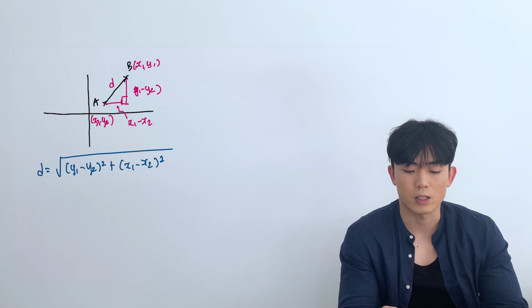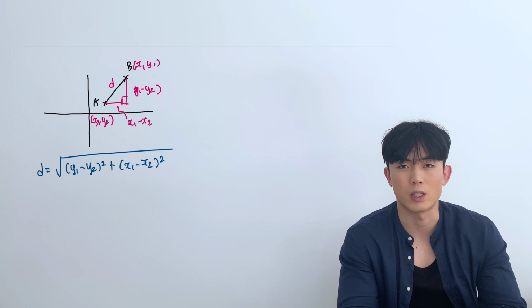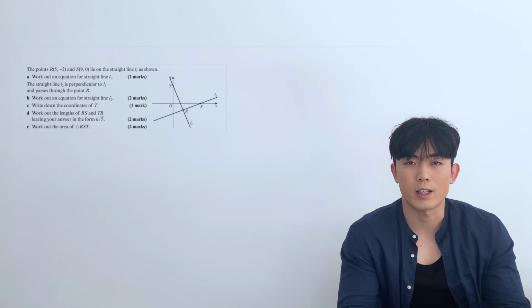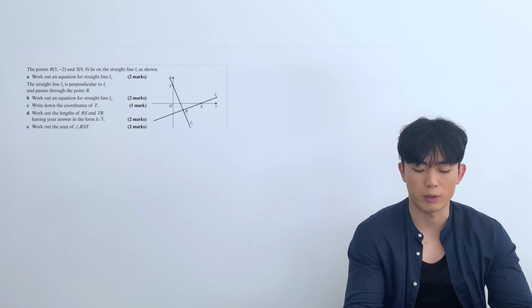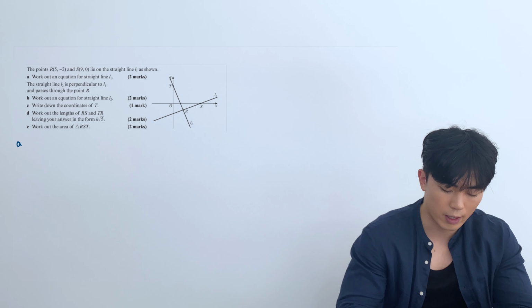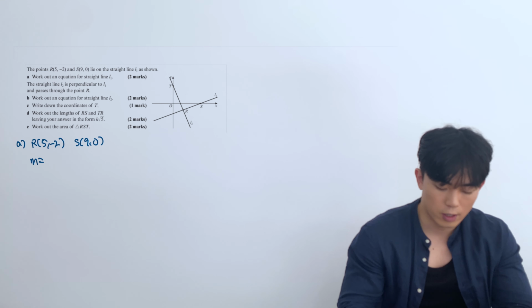It's just using Pythagoras. And so with this, we can find stuff like areas, as I said before, and different lengths between different points. Right, let's just try this question here. We have the points R and S on the straight line L1, and we need to work out the equation for the straight line L1. So this is what we've learned before, straight line equation. We're given that R is 5, minus 2, and S is 9, 0. So we find the gradient first. Change in y over change in x, so 0 minus 2 over 9 minus 5. We get 2 over 4, which is 1 over 2.